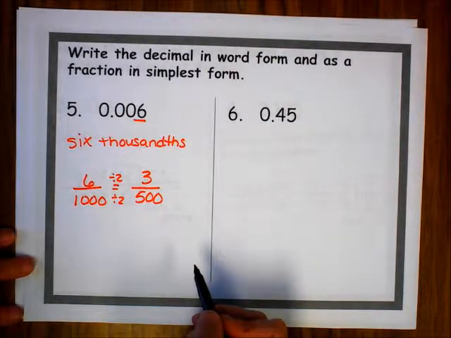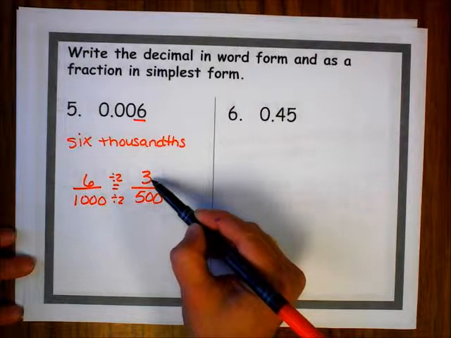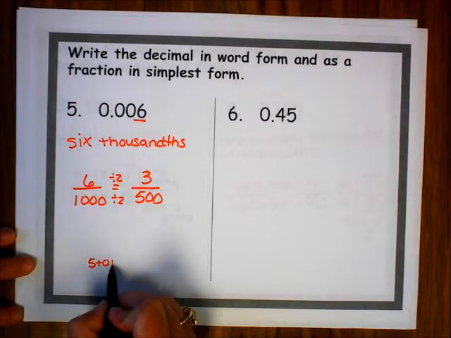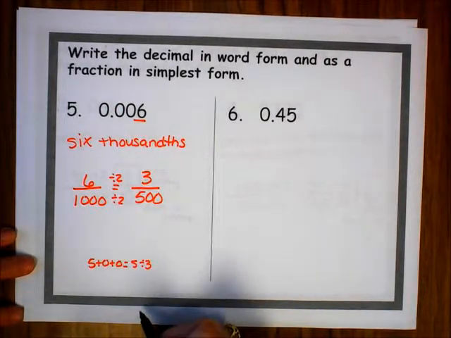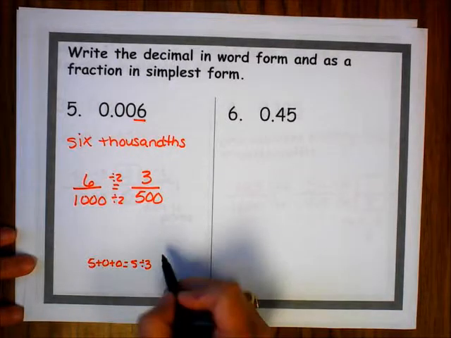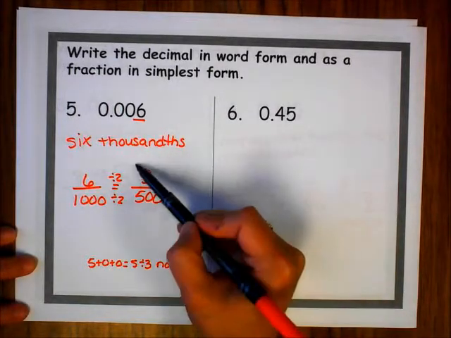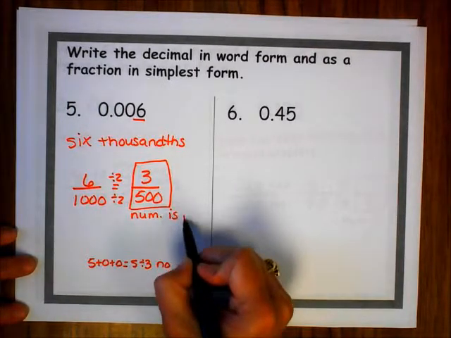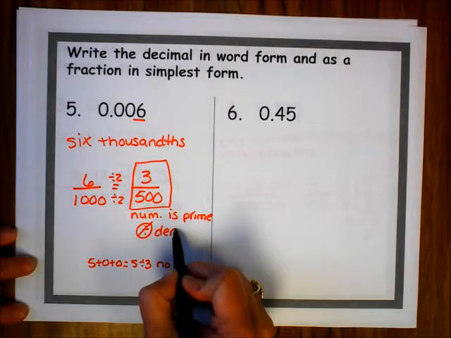Now I have to see if I can simplify anything by anything else. I know that 3 is prime, but I need to know if that prime number of 3 can divide into 500. So remember our rules for divisibility by 3's. I add the digits together. 5 plus 0 equals 5. And ask yourself, can I divide 5 evenly by 3? No, I cannot. So that means 3 will not divide evenly into 500. So my answer is in simplest form because the numerator is prime and it will not divide into the denominator.